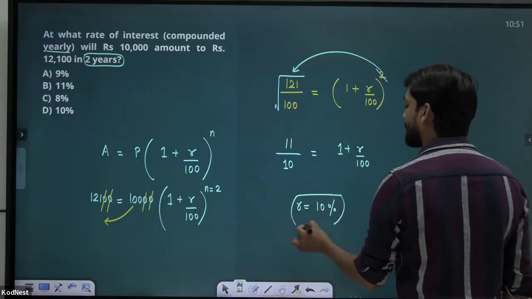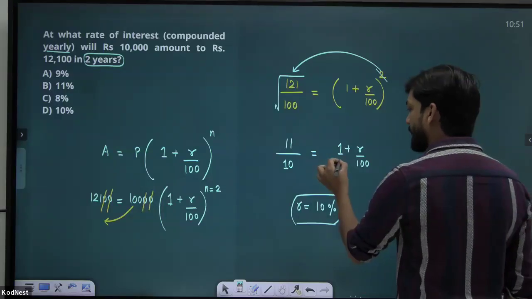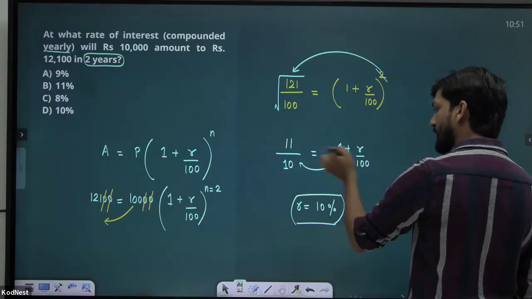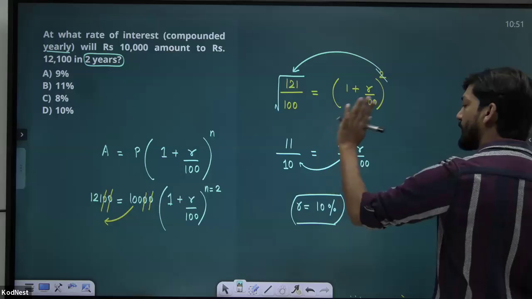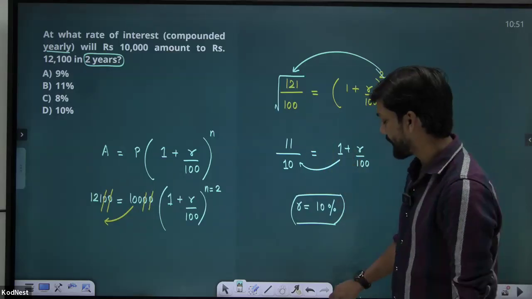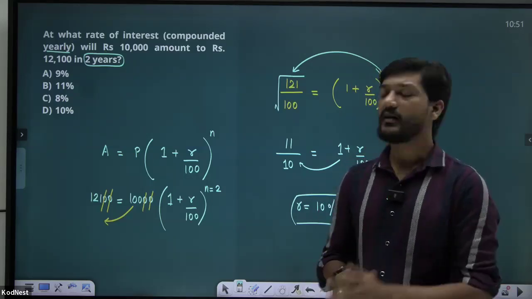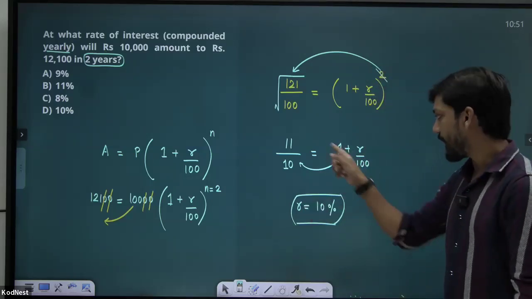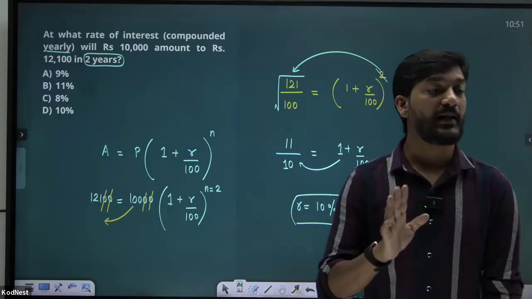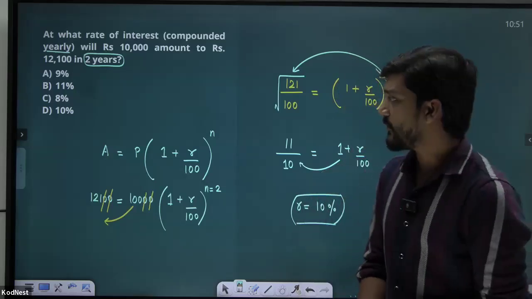So you will take the minus 1 there first. After that you will multiply by 100, then you will get 10%. So 11 by 10 minus 1 will be 1 by 10. Then you will multiply by 100. After cross multiplication, you will get 10%. So 10% is your answer.